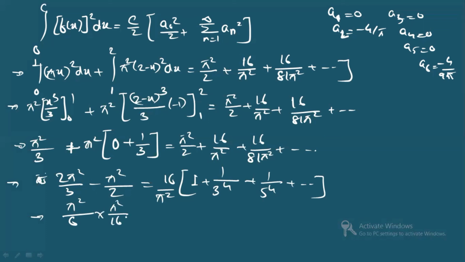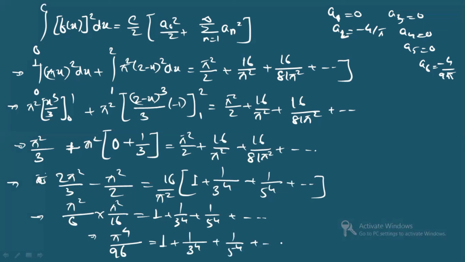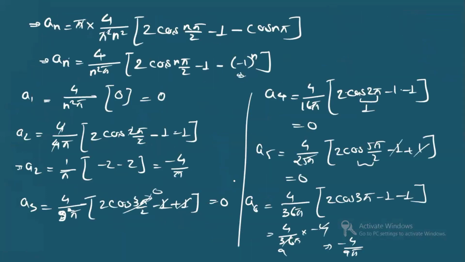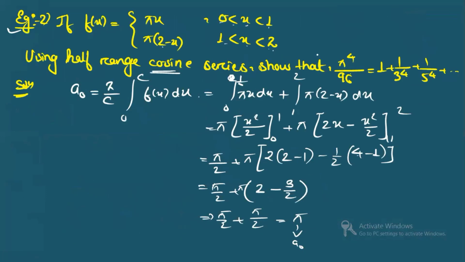And this pi square by 16, I'm bringing to the left hand side. This is 1 plus 1 by 3 to the power 4 plus 1 by 5 to the power 4 and so on. So it will give you pi to the power 4 by 16 times 6, which is 96. It is equal to 1 plus 1 by 3 to the power 4 plus 1 by 5 to the power 4 and so on. The main part is just calculation, so be very sincere and careful while doing the calculation. So this is what we were required to find: pi to the power 4 by 96 is this. So this is how you have calculated.